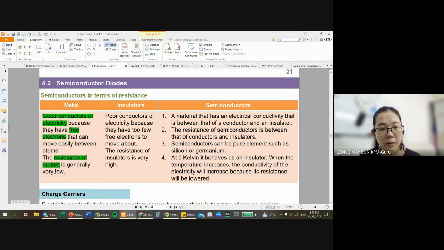Okay, metals, because their resistance is very low, in terms of direct current, the ability for current to flow is very high. So that's metal. But insulators are poor conductors of electricity. That's the reason why we call them insulators. The main reason is they have very few electrons to move around. When they have few electrons to move around, the resistance of insulators is very, very high. When the resistance is high, the ability to allow current to flow is very low.